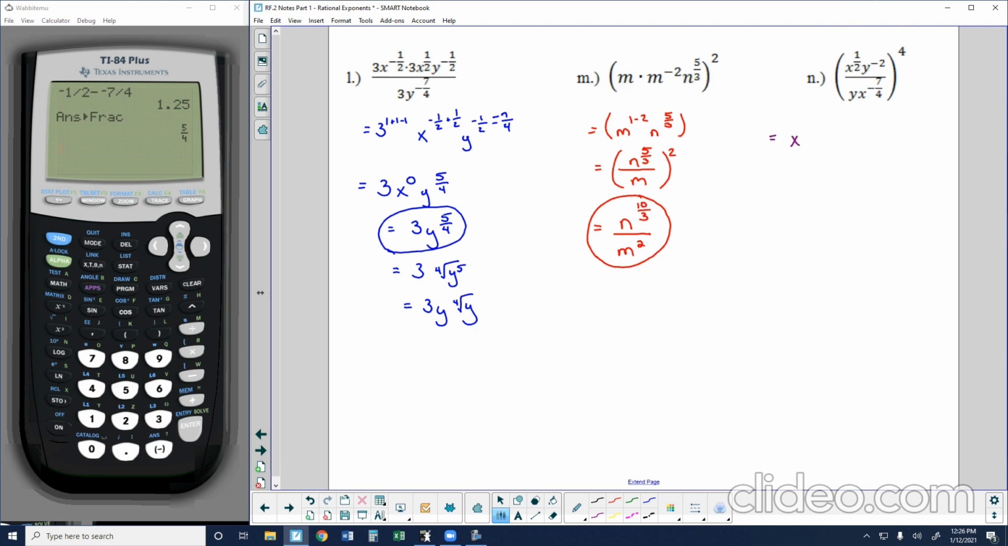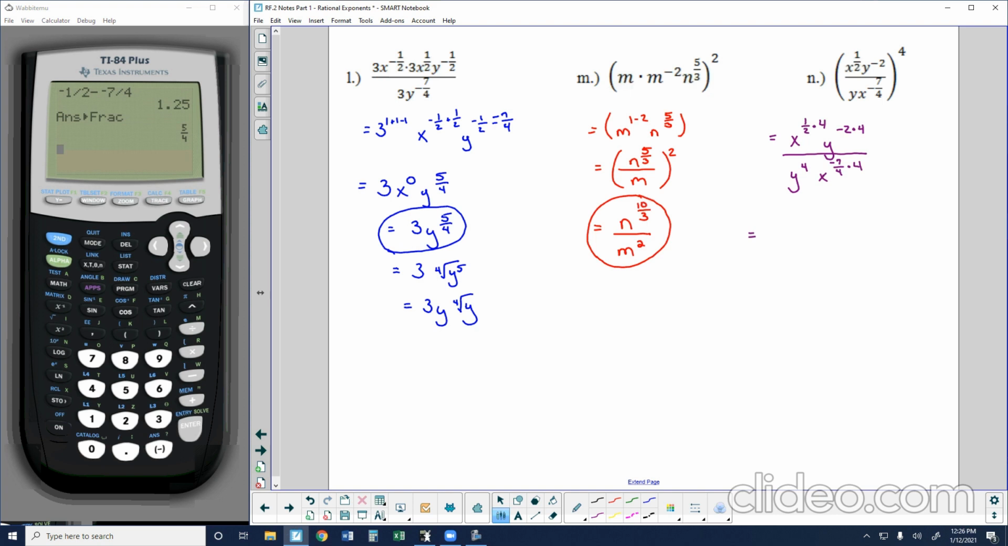So I would have x to the 1/2 power times 4. So if I take an expression that has a power to a power, I multiply those exponents. I would have y to the negative second power times 4, all over y to the first power times 4, which is just y to the fourth, and then x to the negative 7 over 4 power times 4.